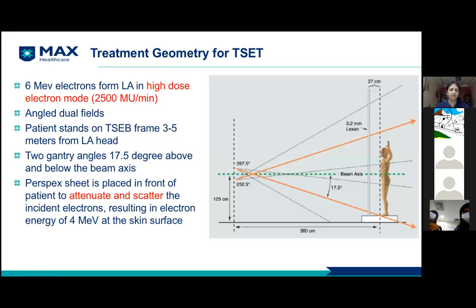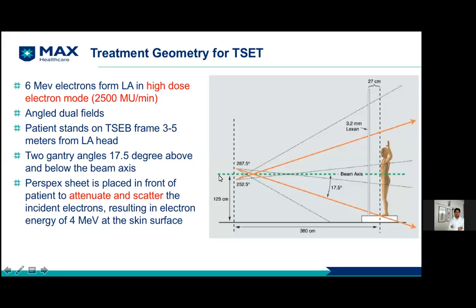2500 MUs are delivered per minute. There are angled dual fields. So this is the superior field, this is the inferior oblique. The patient has to stand on this TSET frame, which is kept about 3 to 5 meters from the linear accelerator head. Depending on the size of the room, you can choose an appropriate distance. Generally, there are two gantry angles, 17.5 degrees above and below the beam axis.